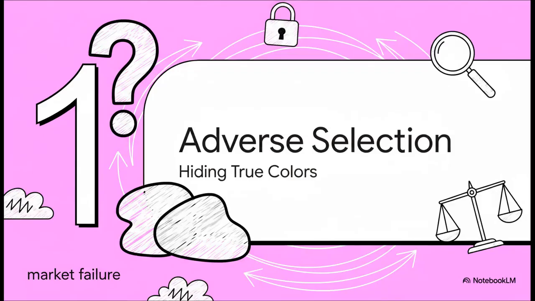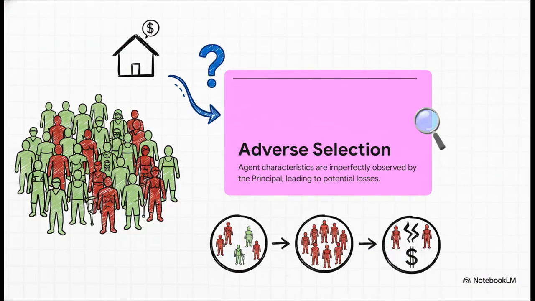Starting with Section 1, the adverse selection problem, or when buyers hide their true colors. So here's the bedrock issue we're dealing with today. When a seller, the principal in economic terms, can't actually tell who they're doing business with, they risk attracting only the highest risk customers. Think about an insurance company. If they just offer one average rate, healthy people are going to look at that, realize it's way too expensive, and just leave. That leaves the insurer with only high-risk, costly patients. They lose money, and bam, the market collapses.